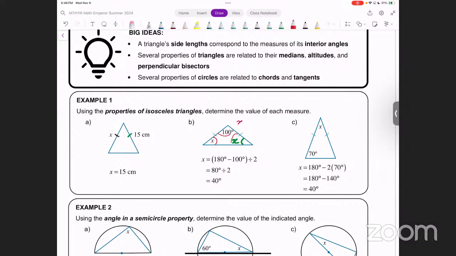So I can rewrite x plus 100 is equal to how much? 180 degrees. Now this is solving a two-step equation. X plus x is 2x. So 2x plus 100, minus 100, is 180 minus 100. 2x is equal to 80. So x is equal to... I'm going to divide by 2. 2x divided by 2, 80 divided by 2, x is equal to 40. Do you guys see that property?